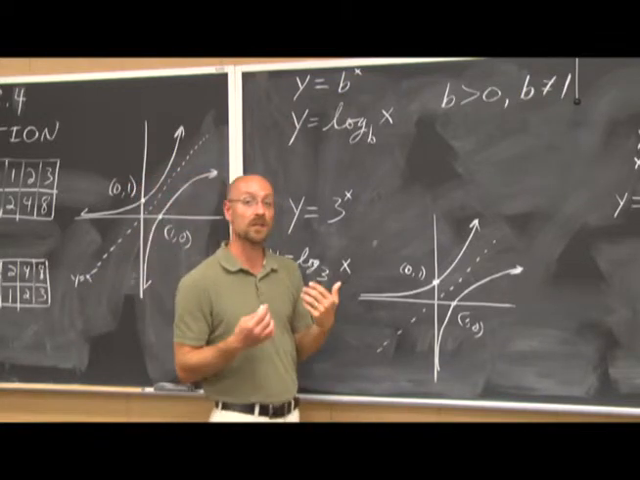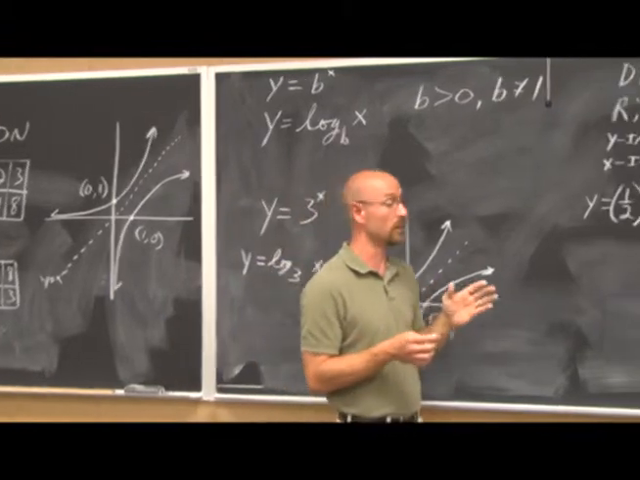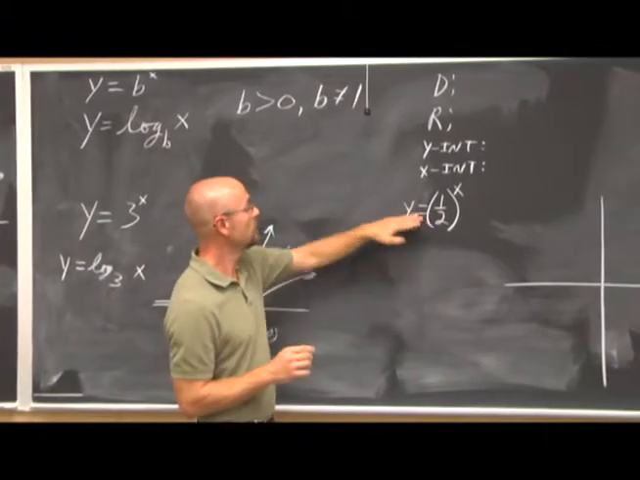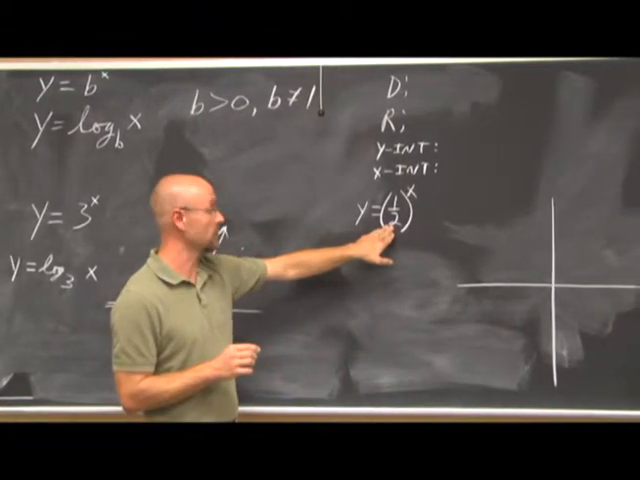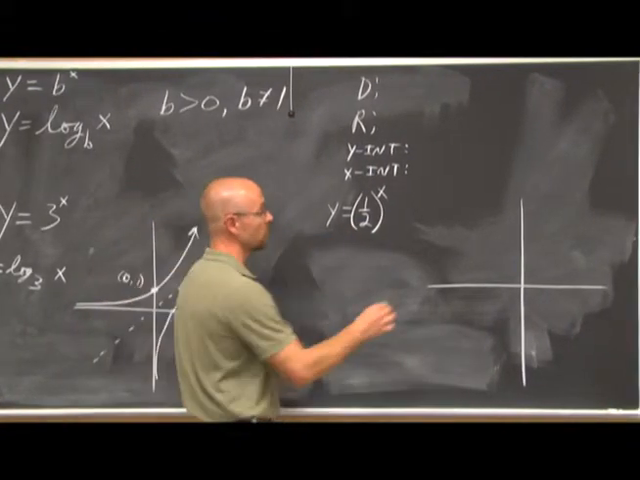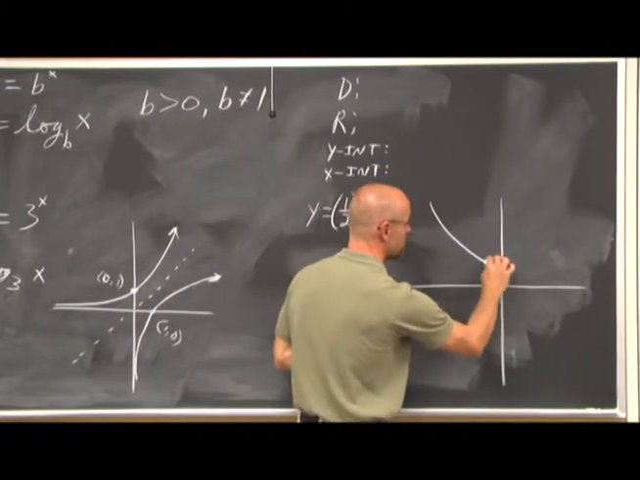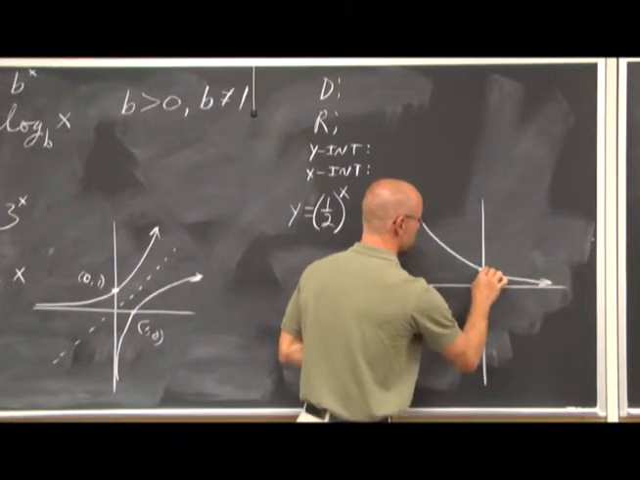But what happened when the base was between 0 and 1? Because we know it can't be negative. Well, when it's between 0 and 1, for an exponential function, it was decreasing. So this exponential function is a decreasing exponential function.